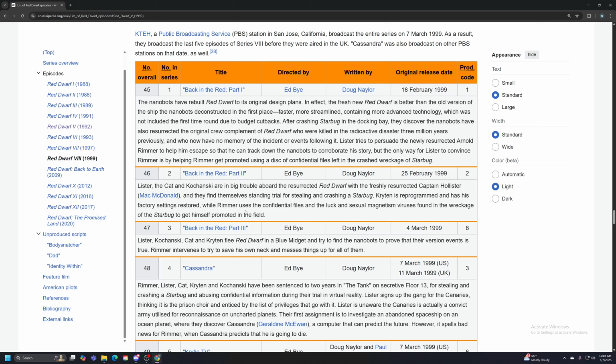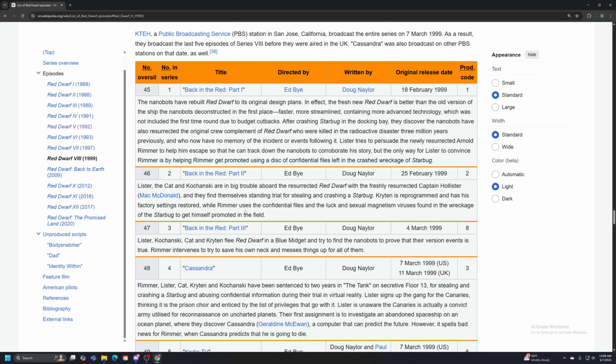Later, Lister, the Cat, and Kochanski are in big trouble aboard the resurrected Red Dwarf with the freshly resurrected Captain Hollister, acted by Mac McDonald, and they find themselves standing trial for stealing and crashing a Starbug. Crichton is reprogrammed and has his factory settings restored, while Rimmer uses the confidential files and the luck and sexual magnetism viruses found in the wreckage of the Starbugs to get himself promoted in the field.